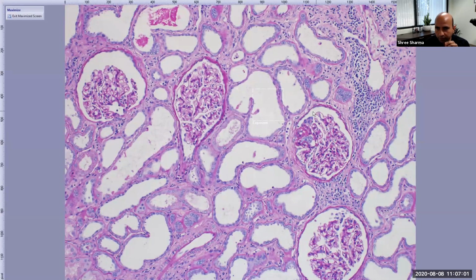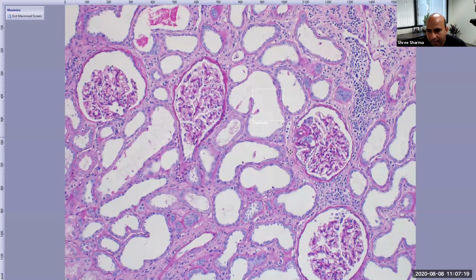focal, only few gloms, and segmental. So within a glomerulus, if a disease involves only a part of the glomerulus, we call that segmental. So in this one, this part of the tuft does not look like others. So what is happening here?